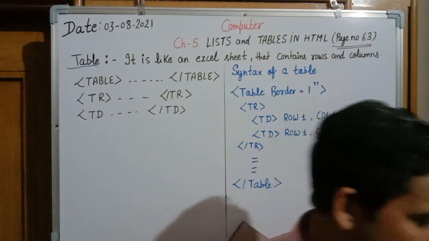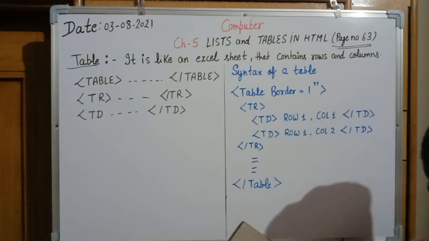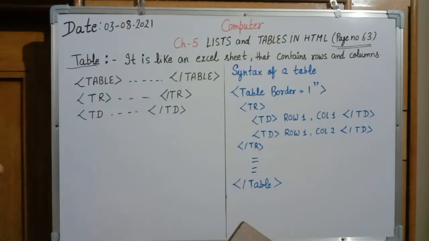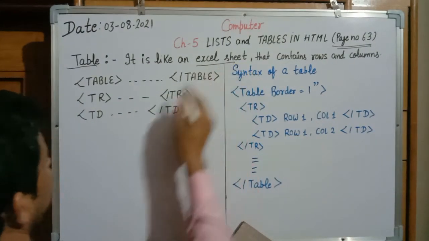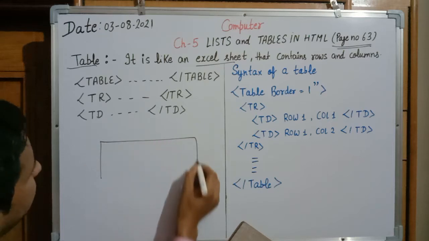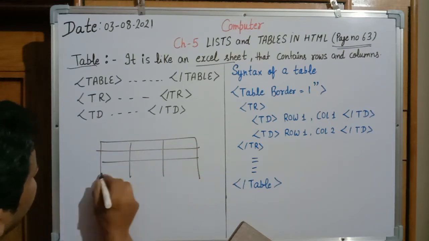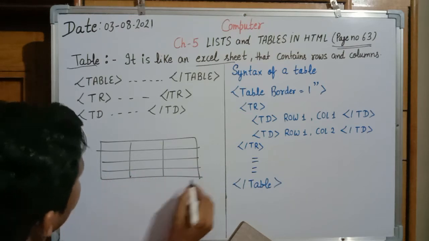So, what is a table? A table is basically a collection of rows and columns. It is like an Excel sheet. It means if we want to create any table, the structure of the table will be divided into a number of rows and a number of columns, like in this format.